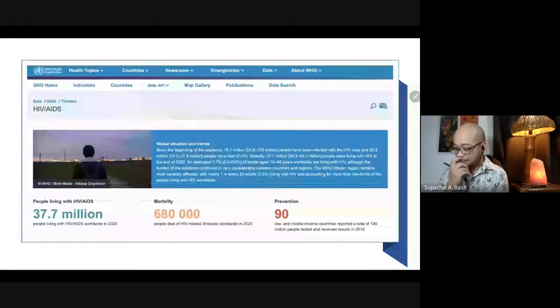There were 90 low and middle income countries that reported a total of 190 million people tested and received results in 2018. So it's very nice because active testing is very important for HIV.